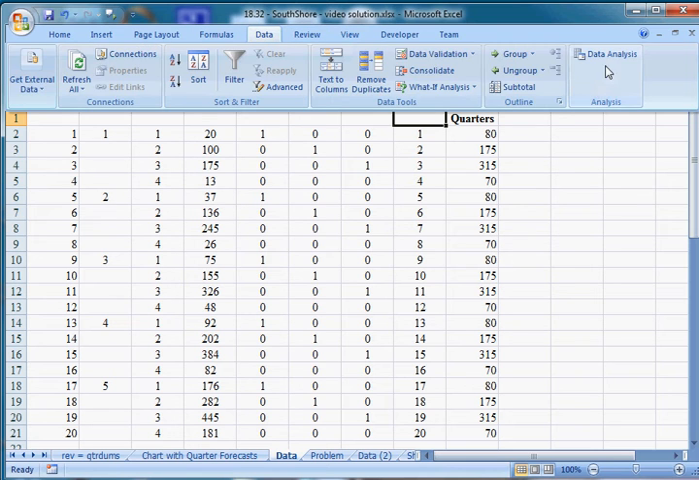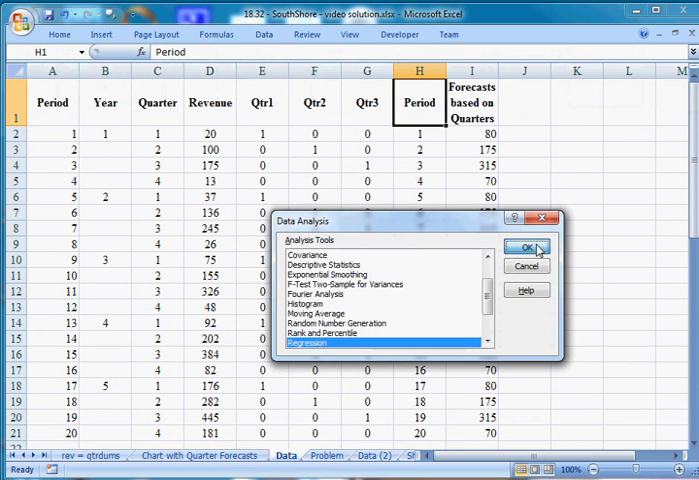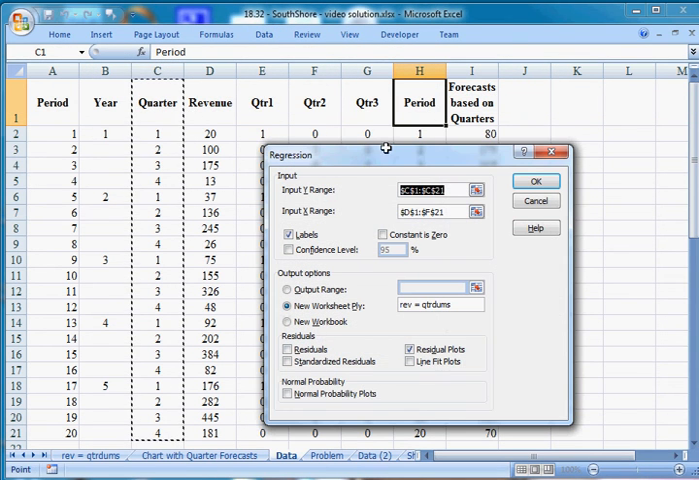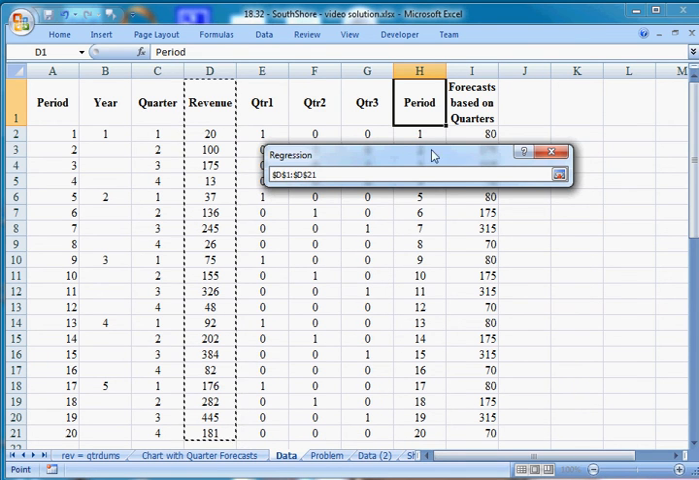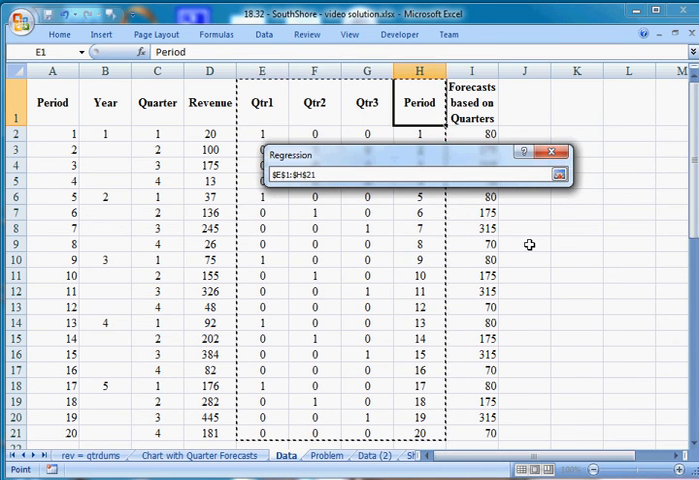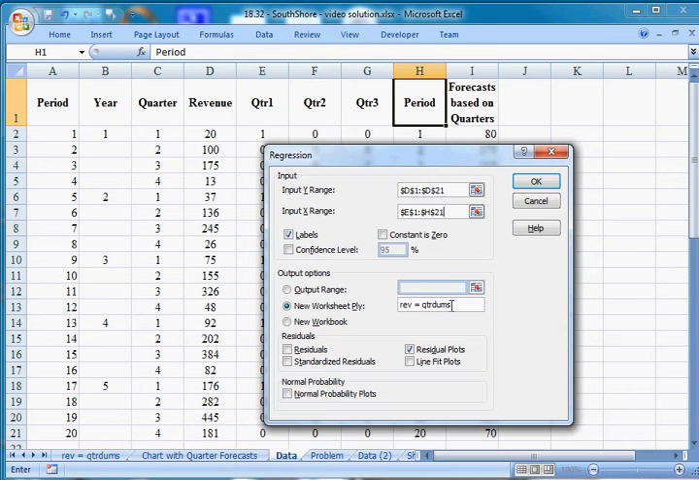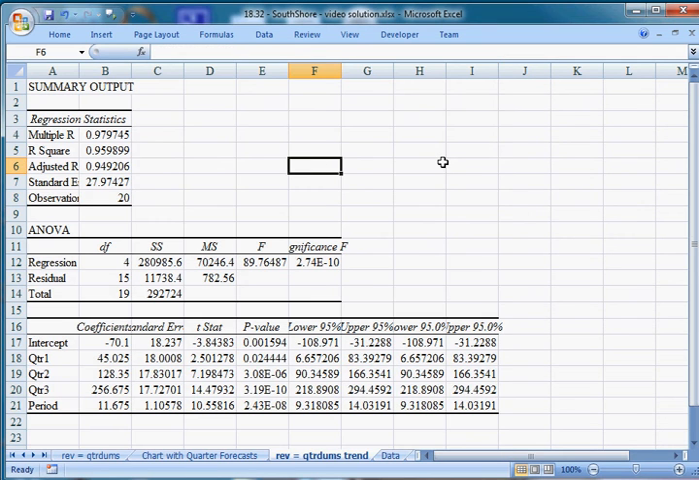So again, data analysis, regression, click OK. Our y's have moved over because I introduced that new thing. So our revenue is our y again. Our x's are now going to be E through H. We still have labels. Revenue was quarter dums, now it's quarter dums and trend. The period is the trend variable. We don't actually need residual plots; we're not going to use them really. Okay, now this is estimated. It has successfully estimated it.